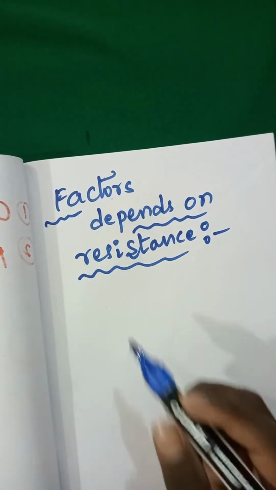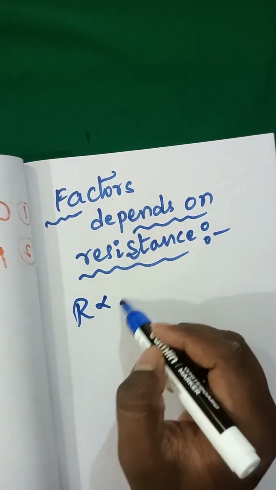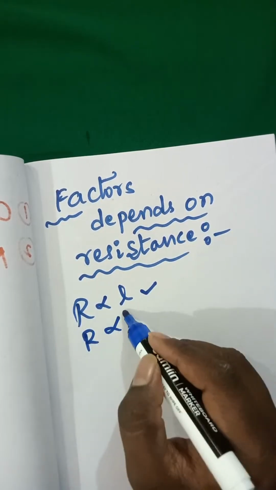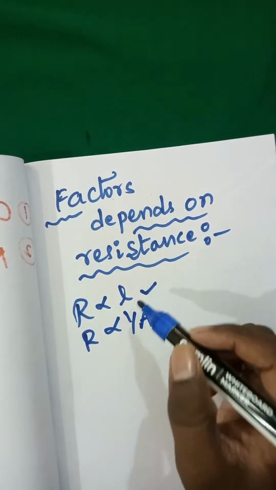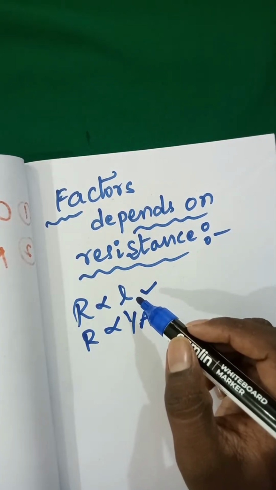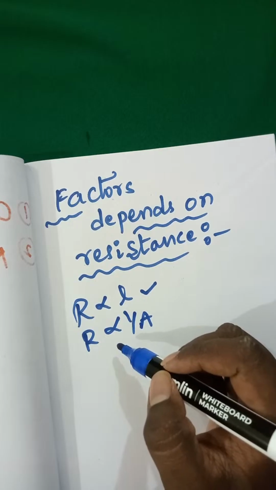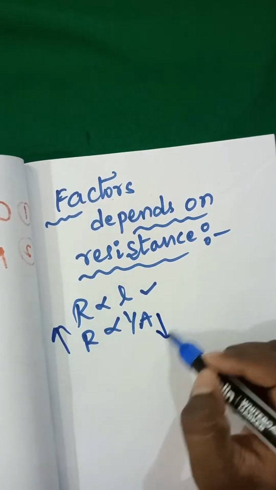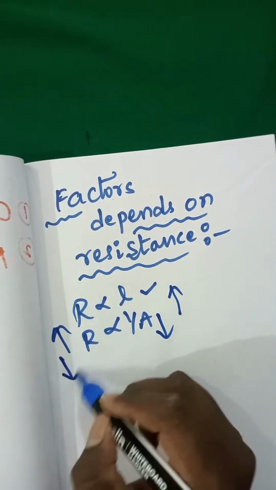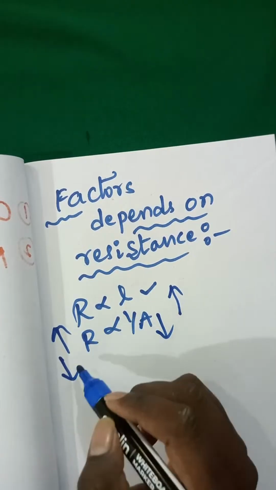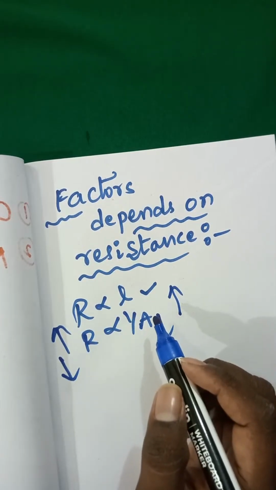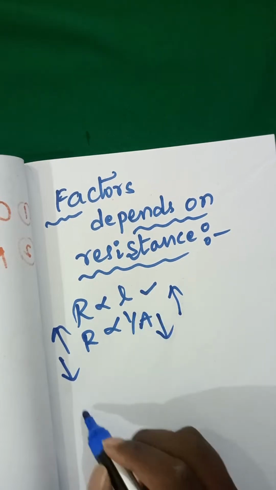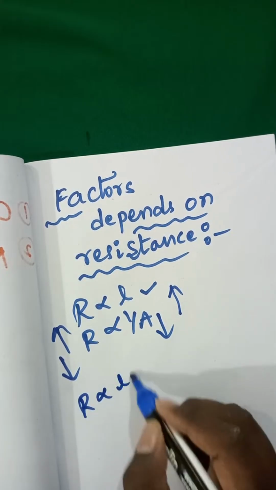We'll see. R is directly proportional to the length of the conductor. R is inversely proportional to the area of the conductor. Inversely proportional: if the area increases, R decreases. One increases, automatically the other decreases. Okay, so this is about inversely proportional. So next, R is directly proportional to L by A.